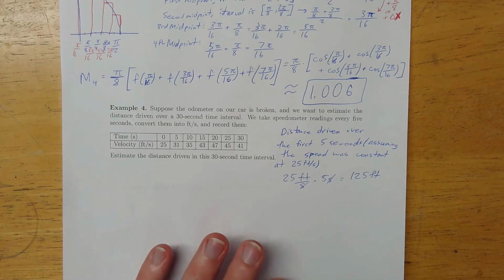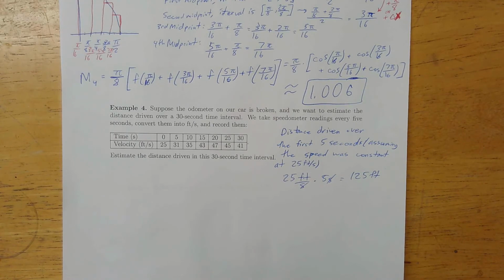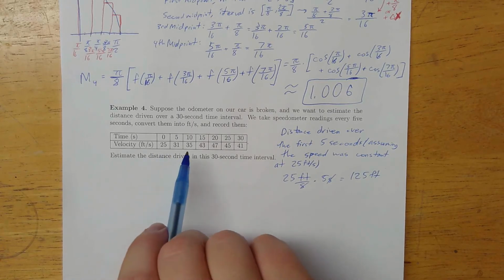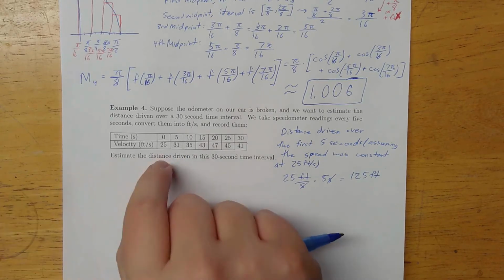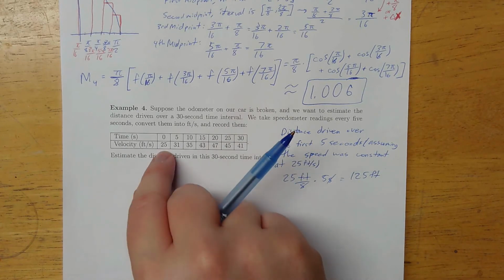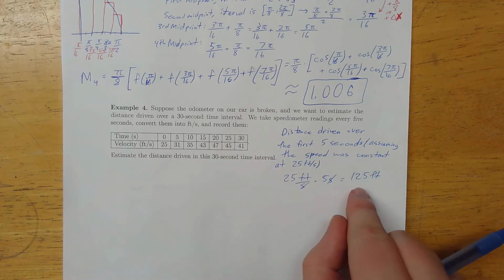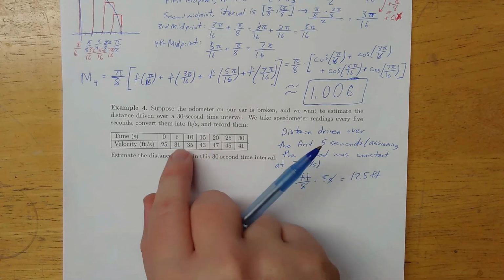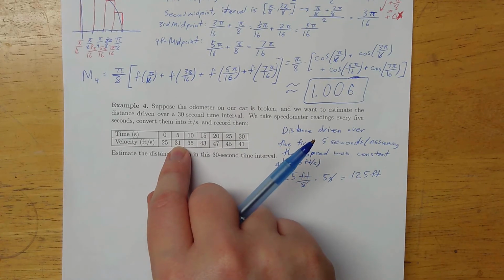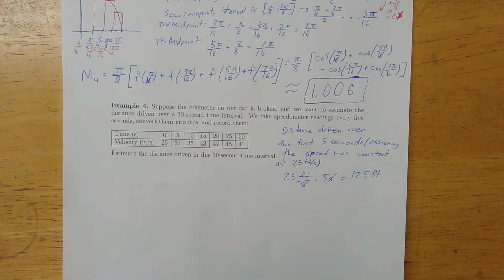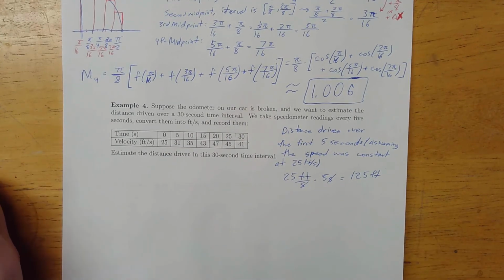So say we wanted to estimate the distance that we drove over the entire 30-second interval. Well, what's hard for us is we don't necessarily know if we should be using the left endpoints or the right endpoints here, right? If we assume that the speed was 25 feet per second, then over that interval we drove 125 feet. But if we use the 31 feet per second over that 5 seconds, then we'd end up with 31 times 5, or 155 feet. So we've got different distances here.